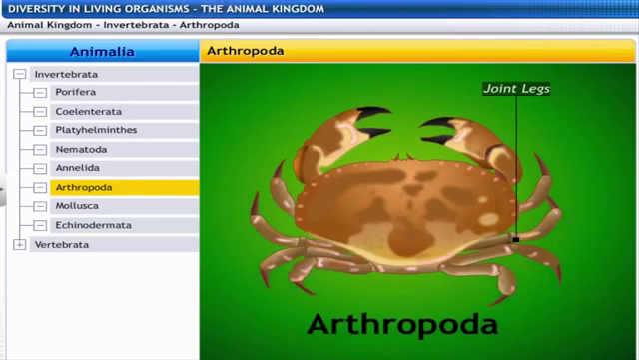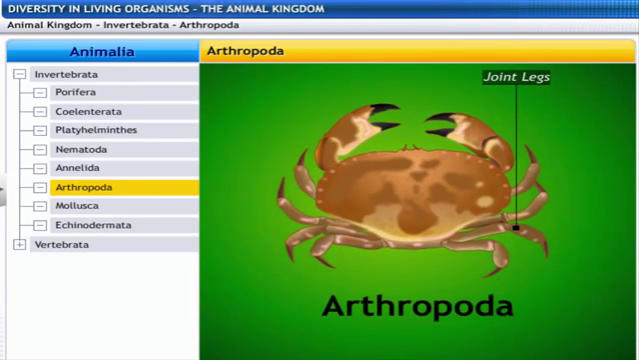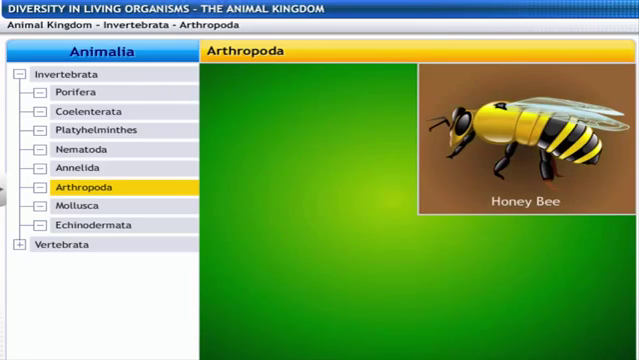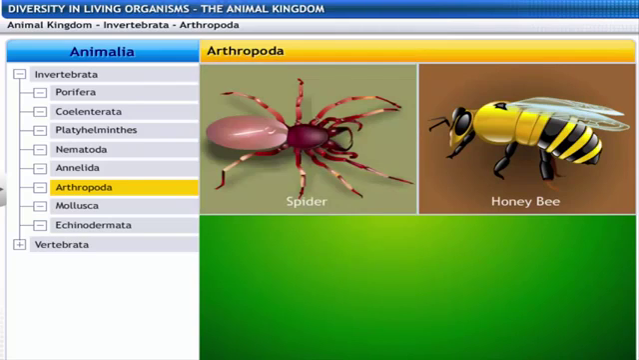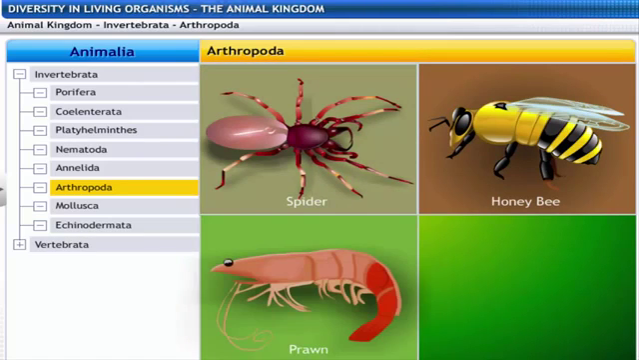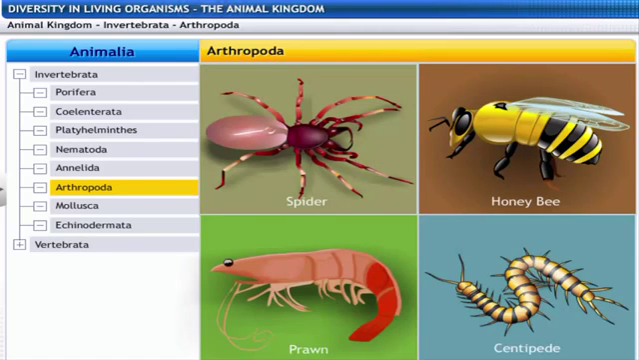Arthropoda means joint legs. This phylum gets its name from the Greek words arthron, meaning joint, and podus, which means foot. The phylum Arthropoda includes honeybees, spiders, prawns, and centipedes.